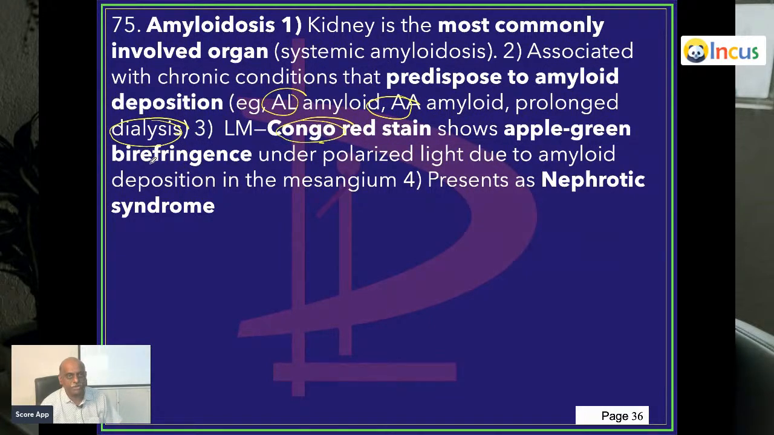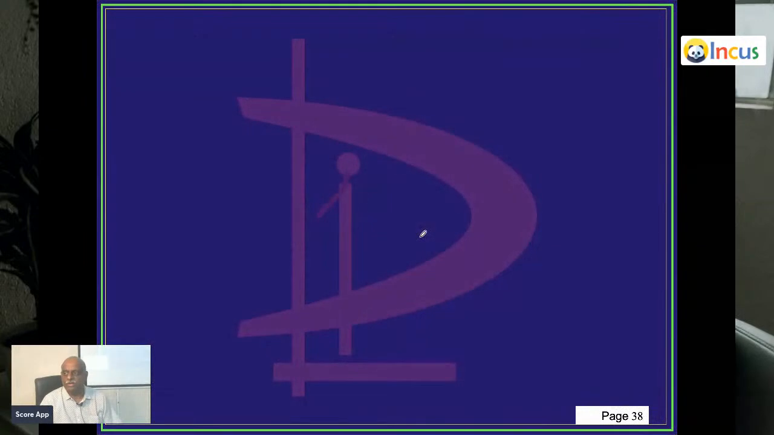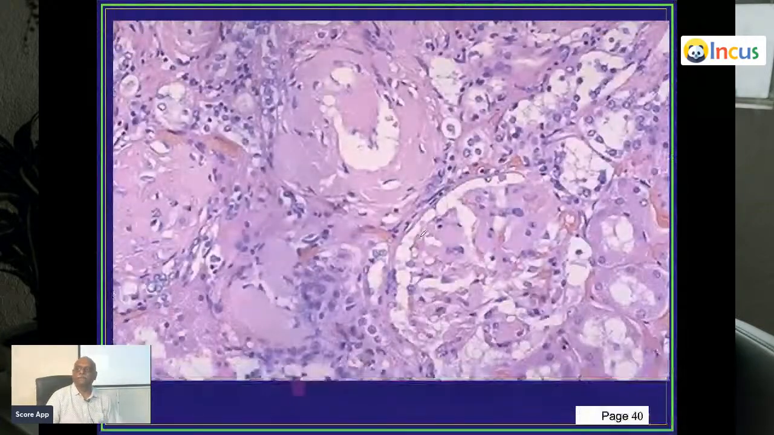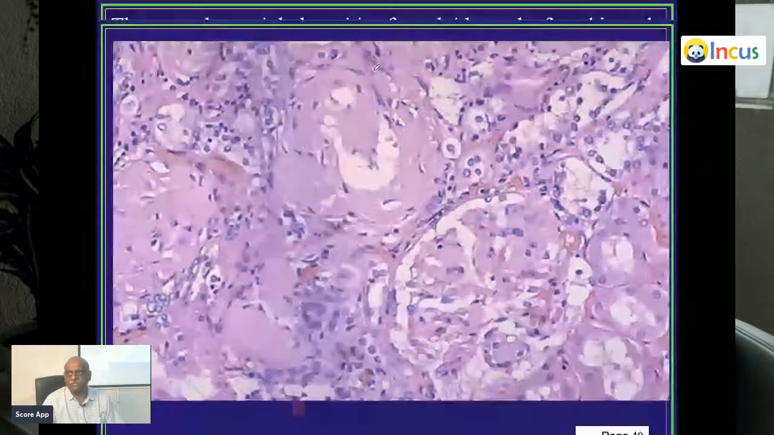Congo red stain is used, which shows apple green birefringence under polarized light because of the amyloid deposit in the mesangium, which presents with nephrotic syndrome. Can you see these amorphous deposits, doctor? These are all amyloid. This is another amyloid deposit on Congo red staining that you are able to classically see. This is one more example of amyloid depositing and leading to the development of amyloidosis.